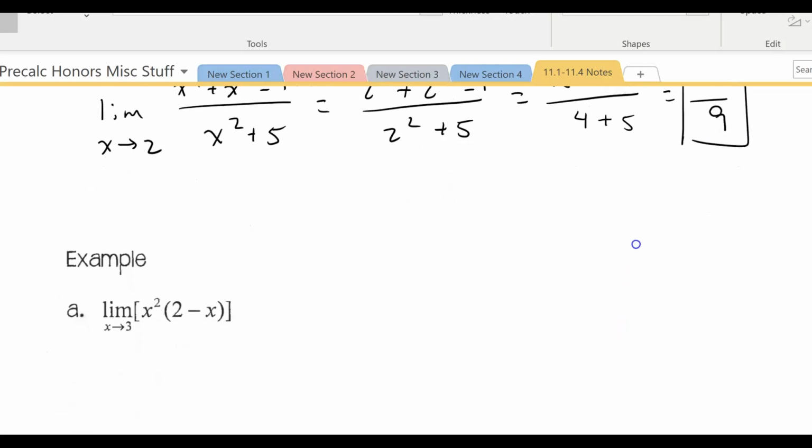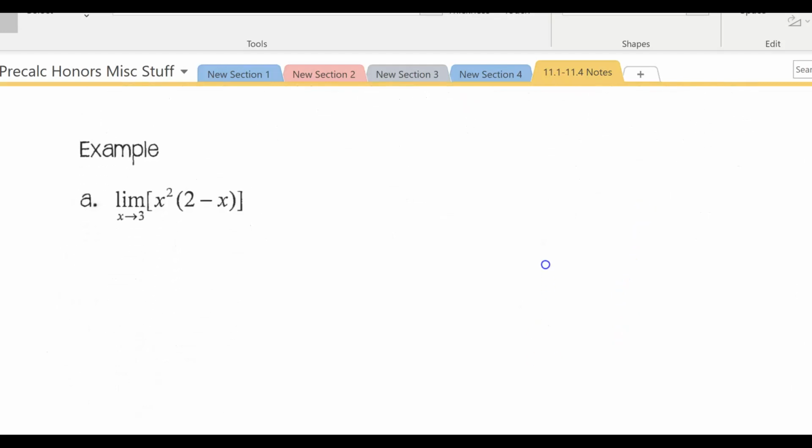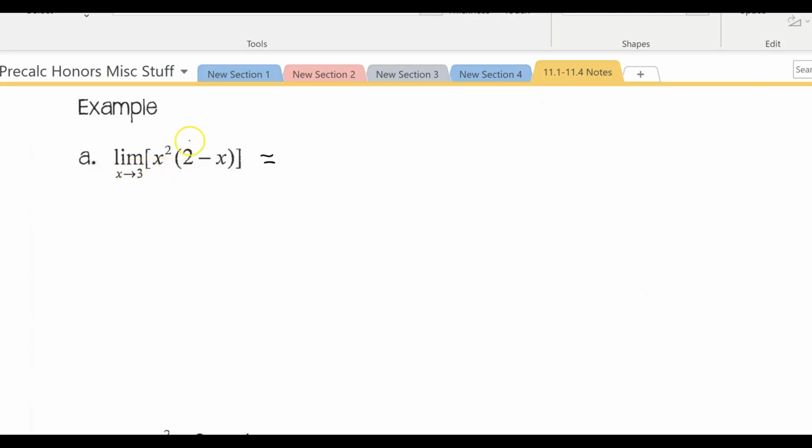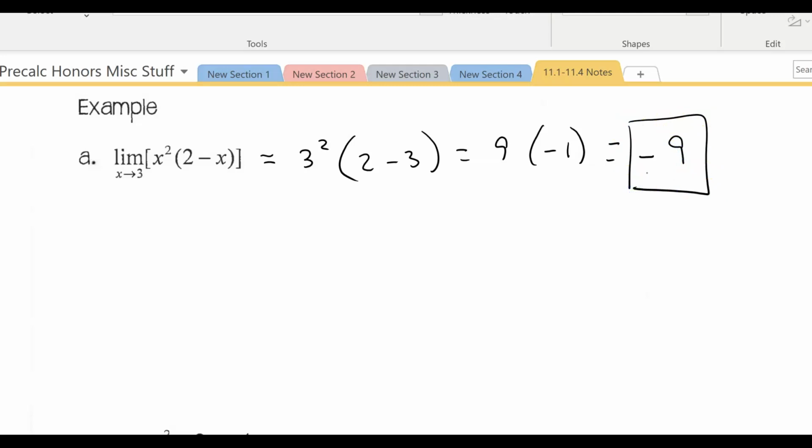All right, feel free to pause the video anytime you want to work out these examples on your own, and you could restart it to look at the solutions. So again, just making sure that 3 doesn't give us any undefined parts of this or things that we're not allowed to do with algebra. So we're going to substitute in 3. So we have 3 squared times 2 minus 3. So that gives us 9 times negative 1, or negative 9.